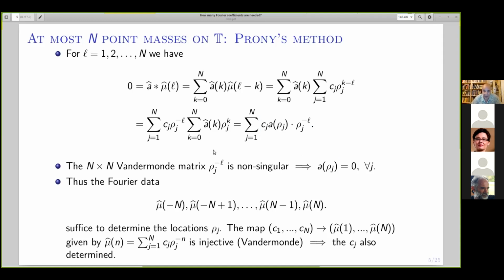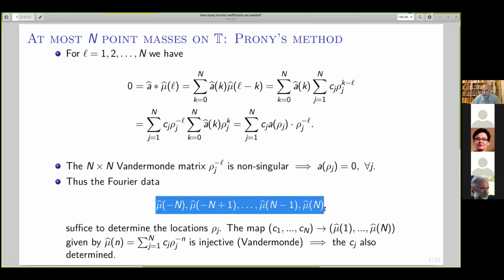And we now have to observe that the only values of mu hat that we used are those shown here, where k goes from 0 to n, L goes from 1 to n. These differences are going to be from minus n to plus n. So you don't need anything else from the Fourier transform of mu in order to guarantee that this happens. So from this information, we can go and recover the rho j. Now the rest is easy.